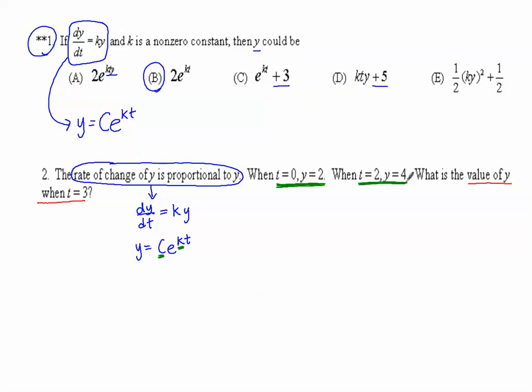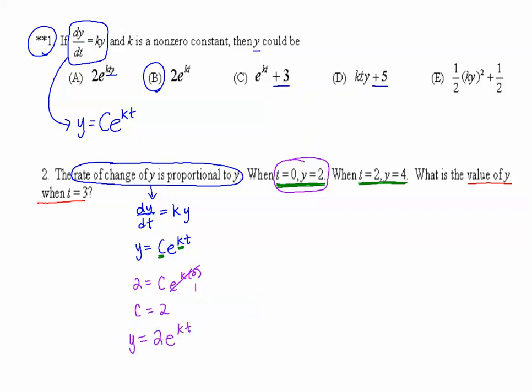Let's take it one at a time. Let's start by using t equals 0 and y equals 2. Y equals 2 and t equals 0. And let's see where that takes us. E to the 0, that's 1. So c equals 2. Well, that wasn't too bad. Now I have y equals 2e to the kt.